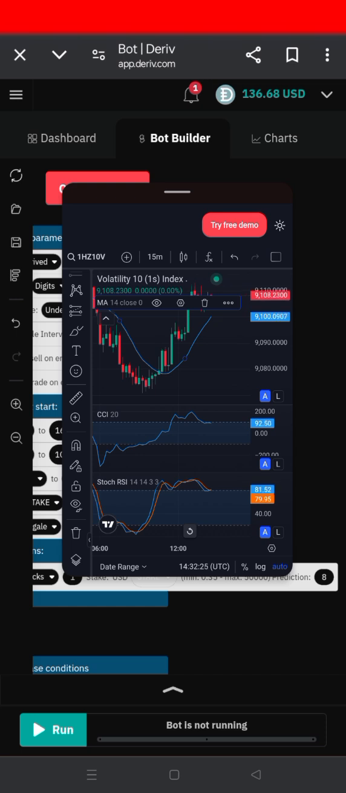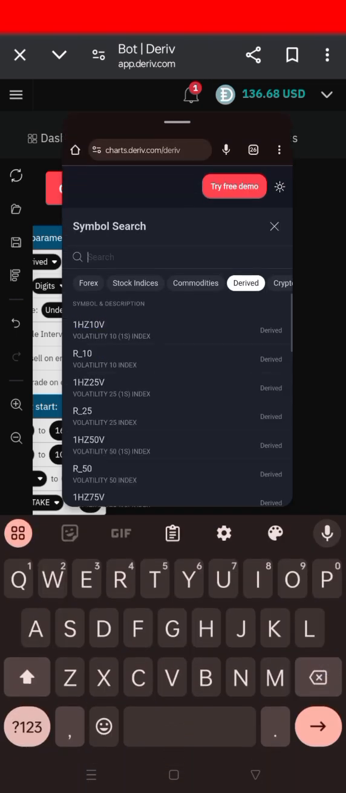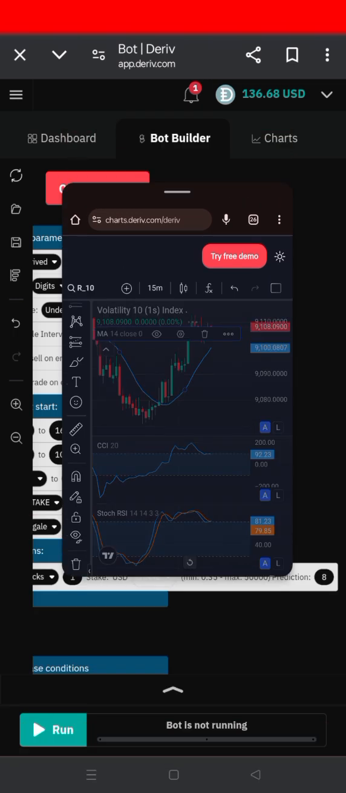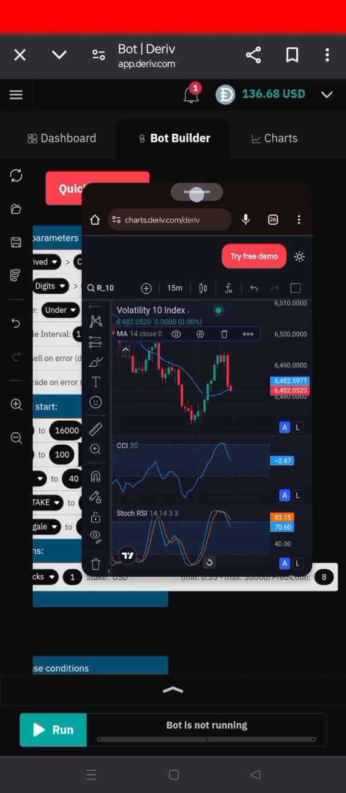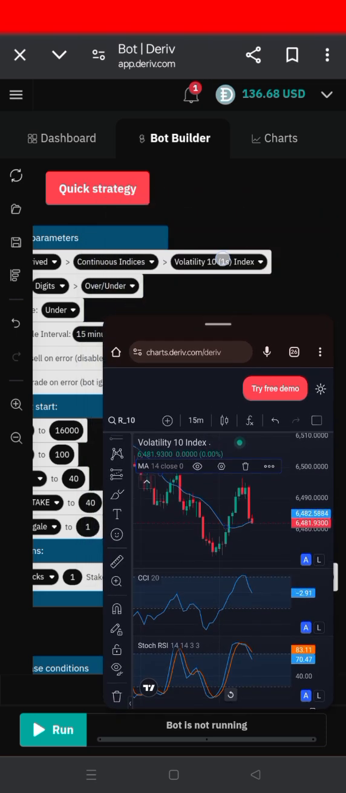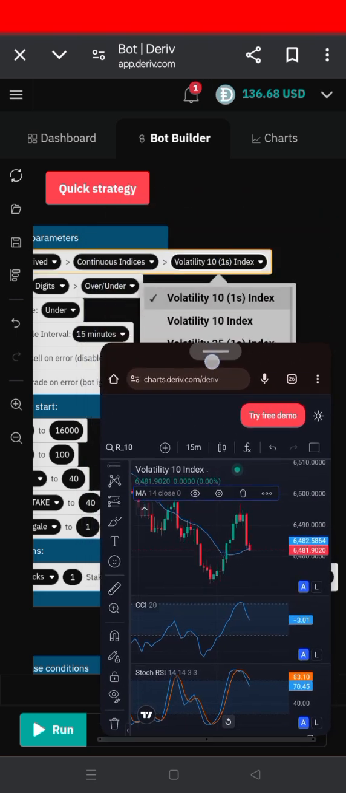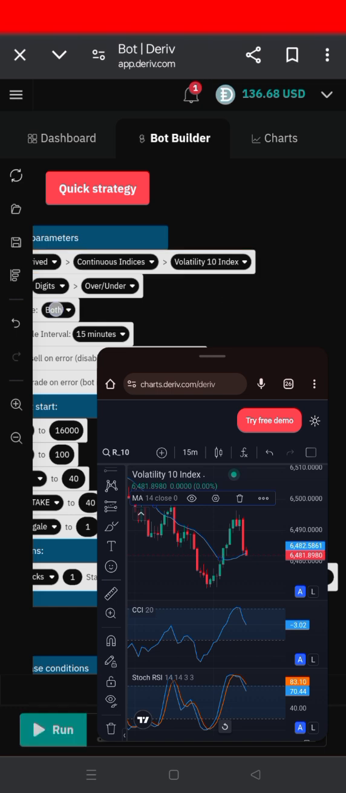When you are done setting all your indicators on TradingView, you start checking the market to see whether it is showing a downtrend or an uptrend. Like this one, Volatility 10 shows the market now: the CCI is pointing downwards, the stochastic RSI is pointing downwards, and the candlestick being formed is a bearish candlestick. So you set your bot as Volatility 10. Then on the contract type, you set under.